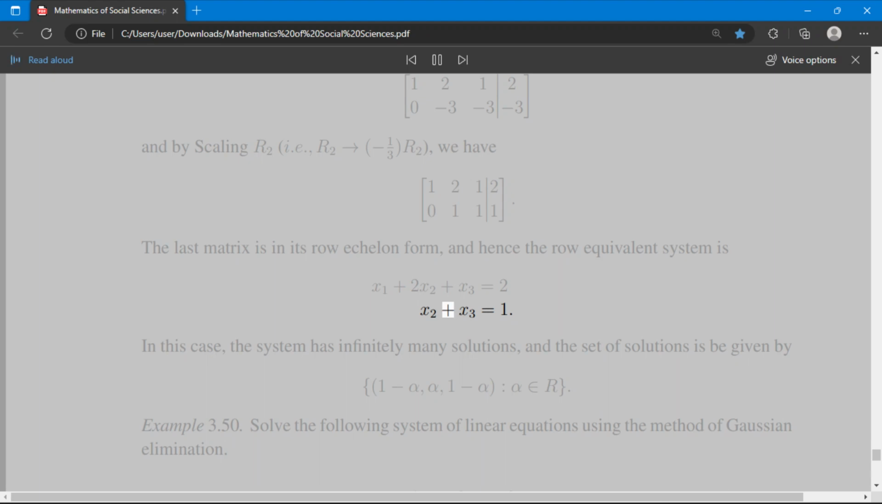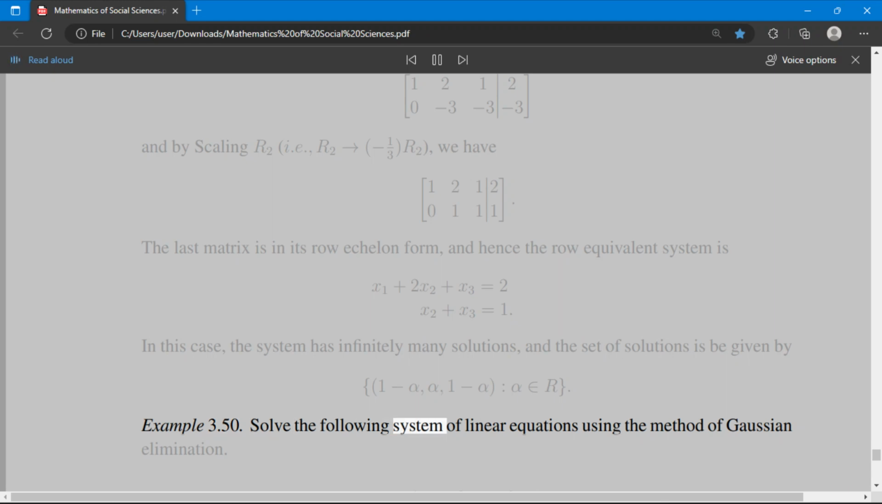The last matrix is in its row echelon form, and hence the row equivalent system is x1 + 2x2 + x3 equals 2, x2 + x3 equals 1. In this case, the system has infinitely many solutions, and the set of solutions is given by (1 - alpha, alpha, 1 - alpha), alpha belongs to R.